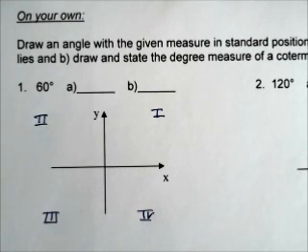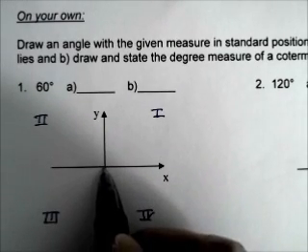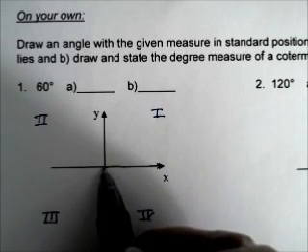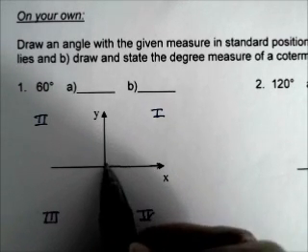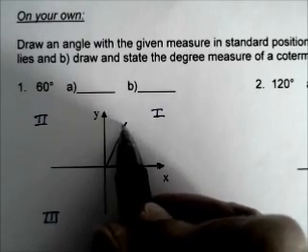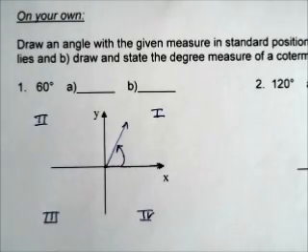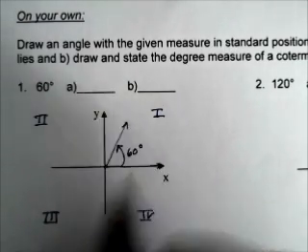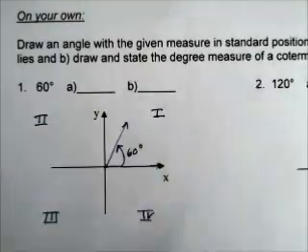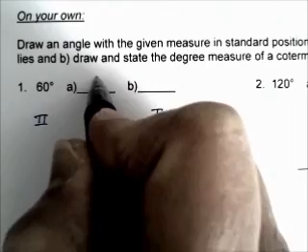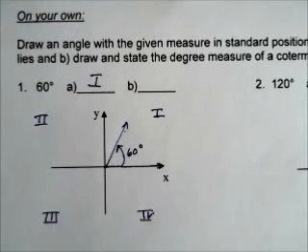So we first want to draw an angle measure of 60 degrees. So we're starting, our initial side here is the positive portion of the x-axis, and our terminal side, 60 degrees, would be approximately about here. All right, and let's indicate our direction. So this is a 60-degree angle. Tell what quadrant the terminal side lies. This is the terminal side. It lies in quadrant 1. And then we want to draw and state the degree measure of a coterminal angle.